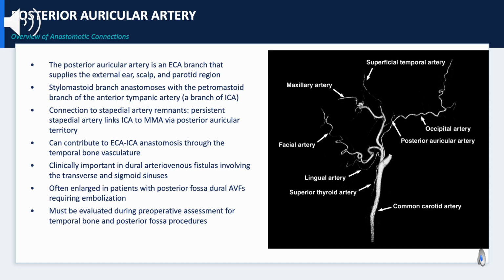Additionally, the persistent stapedial artery variant, covered in the normal variance section, links the ICA to the MMA via the middle ear, and the posterior auricular territory is part of this embryologic connection. Clinically, the posterior auricular artery is most important during embolization of dural arteriovenous fistulas in the transverse and sigmoid sinuses, where it is frequently a major arterial feeder. Preoperative evaluation must include selective posterior auricular injection in posterior fossa dural AVF cases.